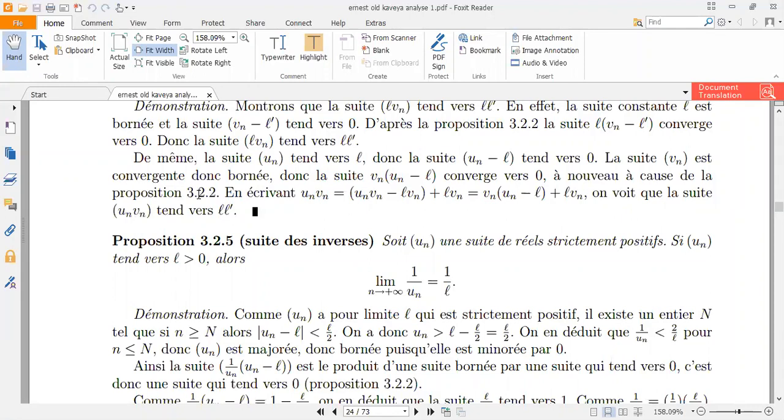It's going to be equal to Un times Vn minus L Vn plus L Vn, which equals Un minus L, plus L Vn. So this here has been written as this here. We know where this L Vn is coming from. This L Vn is coming from here.